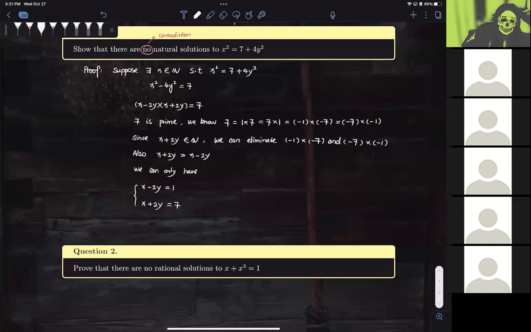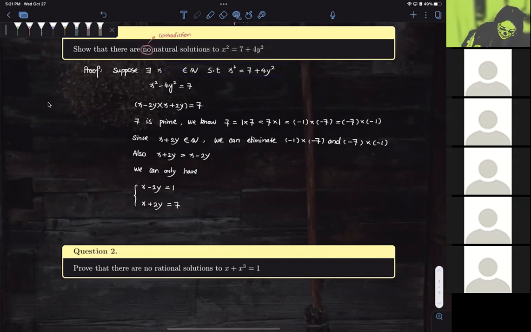Okay, seems like you guys are on top of this. Let me see if there are any questions. Why don't we have y is a natural number in the first line? Oh, you're right. Sorry, I forgot about this. Here should be x and y. You're right. We should have both x and y be natural. Any other question?